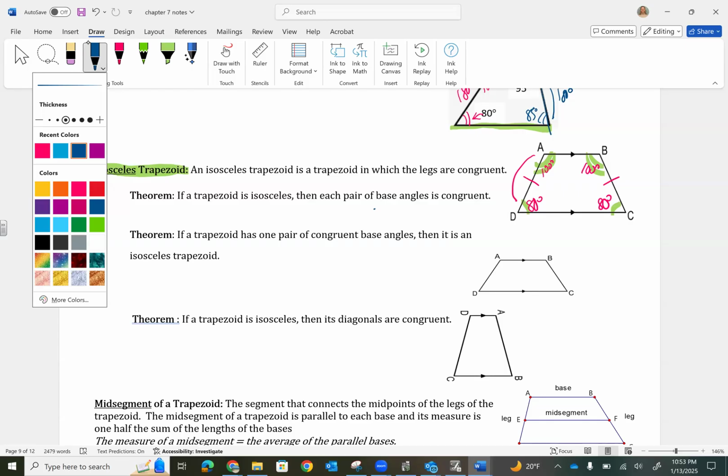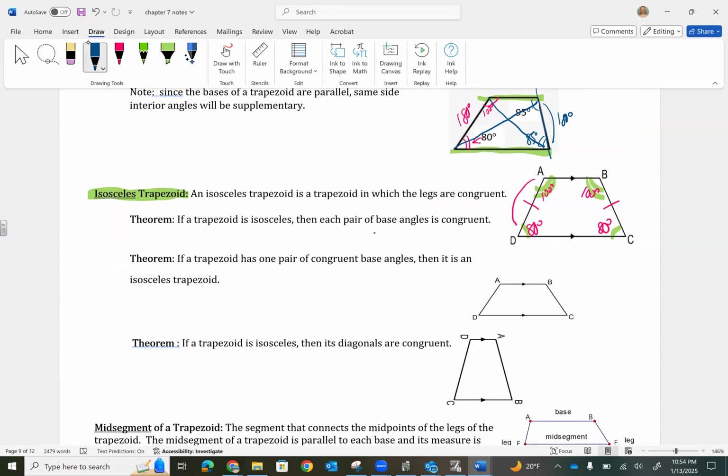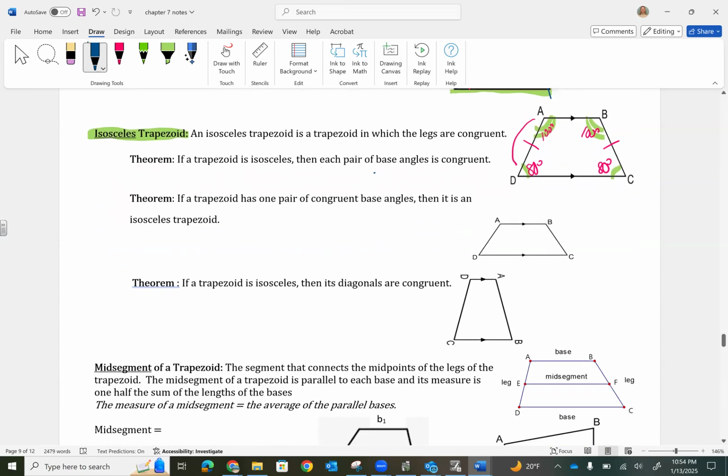If a trapezoid is isosceles, then the diagonals will be congruent. If it's not isosceles, the trapezoid's diagonals will not be congruent. Like on this one right here, those two diagonals will not be congruent to each other. Notice one will be considerably longer than the other. But if it's squared up, then the diagonals will be congruent to each other. Meaning, if the legs are congruent, the diagonals will be congruent as well. So DB will be congruent to AC.